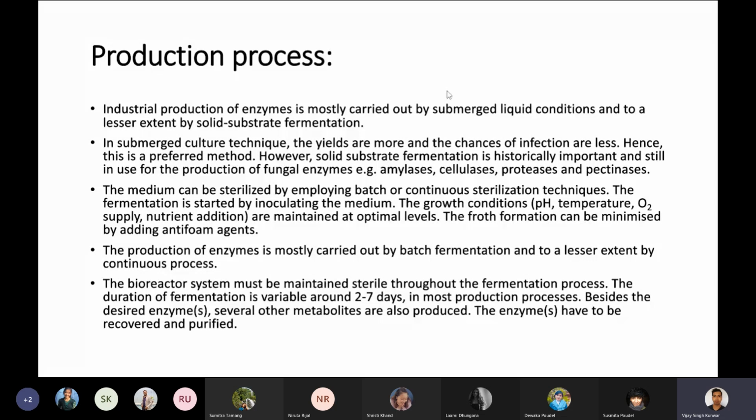Have you not studied this yet? Have you studied about solid state fermentation and submerged fermentation? Are these terms new to you? Only the definition was studied, not in detail. Okay okay, now that's fine.